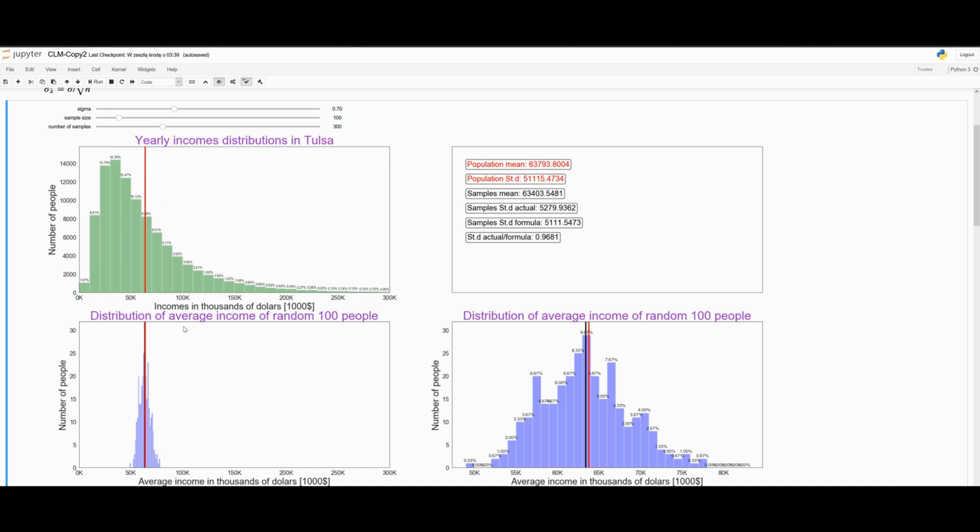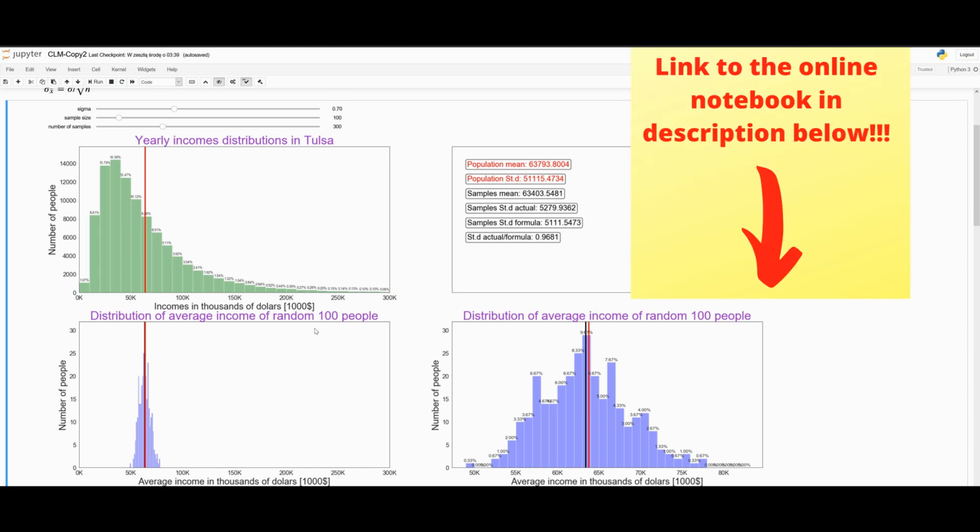And it's not weird. Remember, the key to understand it is the average value of a sample of 100 people in this case. So if you take 100 people from this distribution, the average value of them should be close to the real average value of the population. That's why the distribution is close to this mean, to this red line, okay?